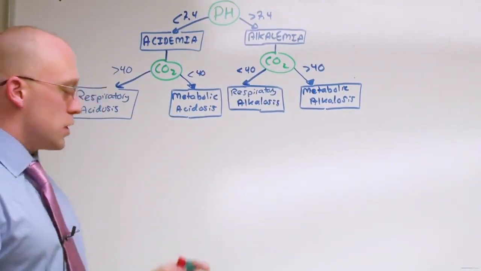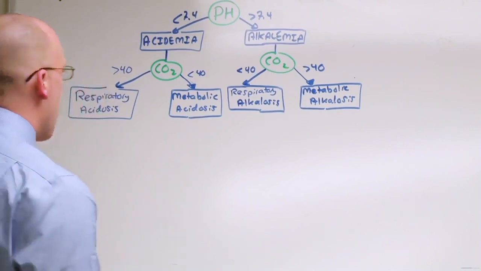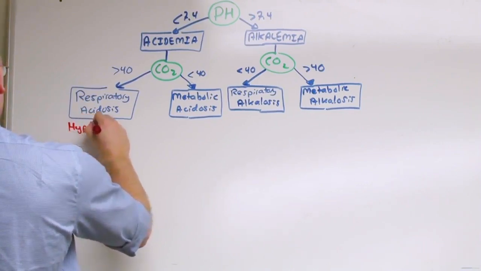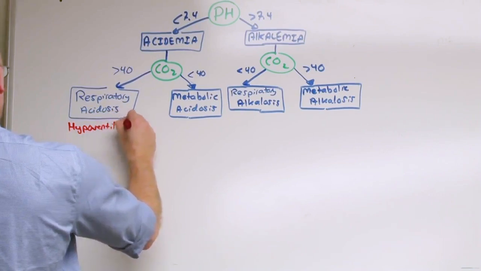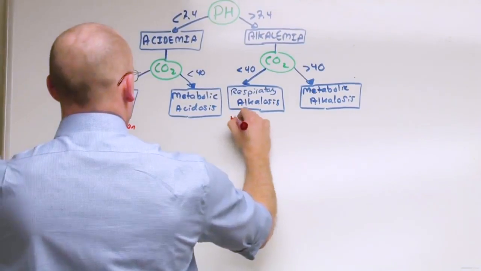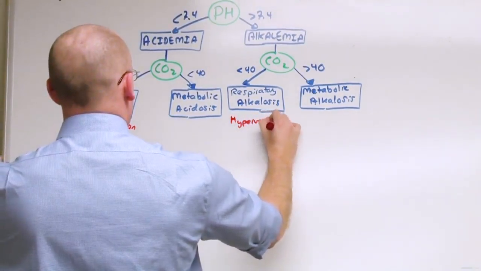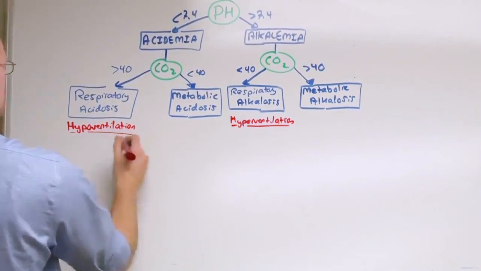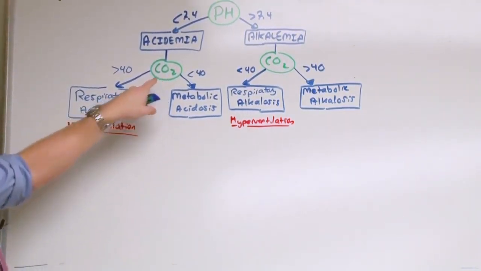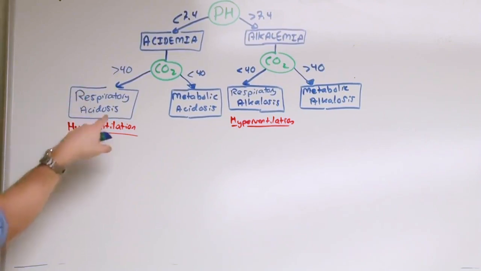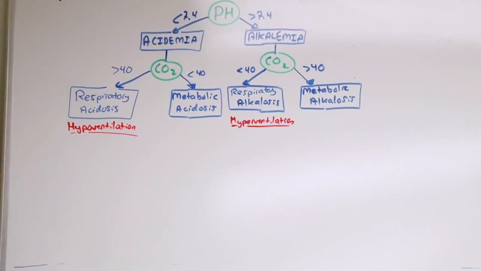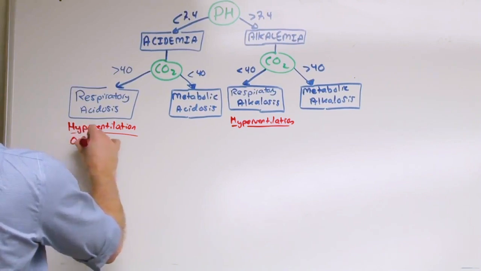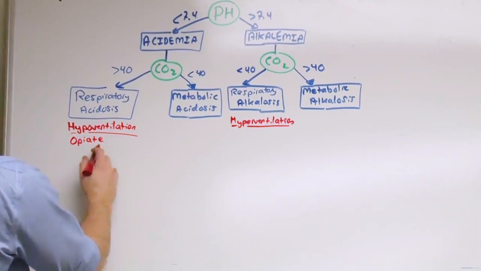The respiratory acidosis and alkalosis are simple. They are either hypoventilation or hyperventilation. If you do not ventilate, carbon dioxide will build up. Hypoventilation leads to a respiratory acidosis. If you're there, you only need to consider the causes of hypoventilation, the most common being opiate overdose, where the respiratory rate is simply too low.